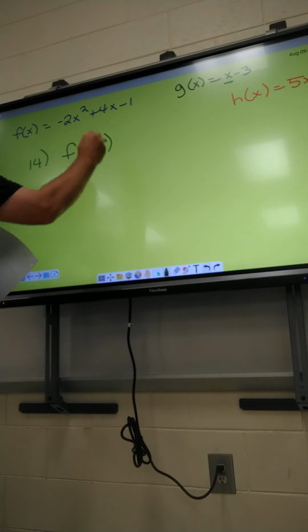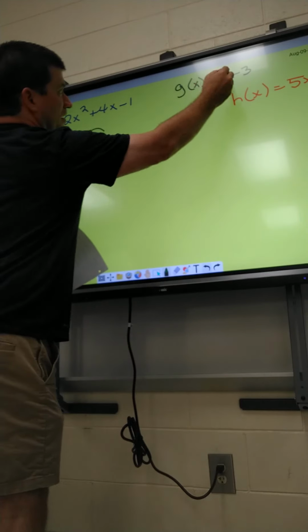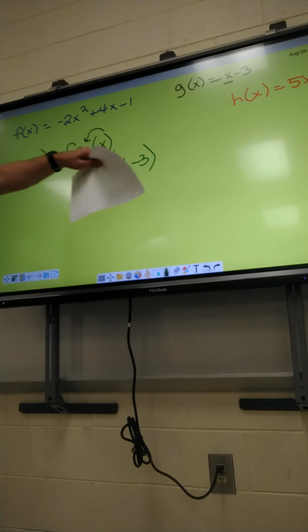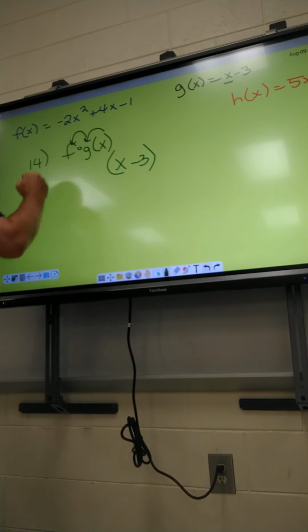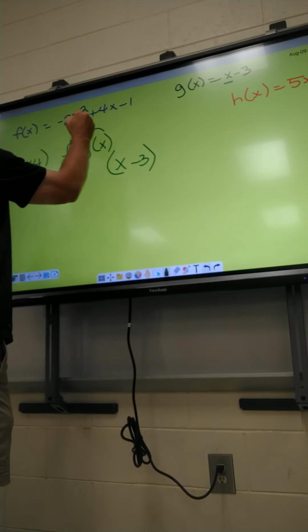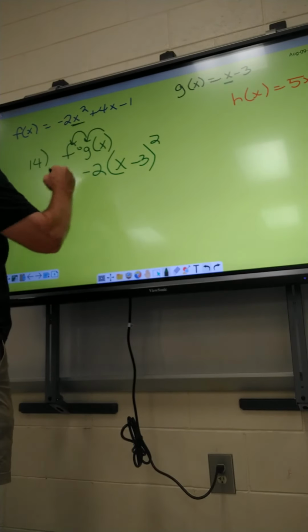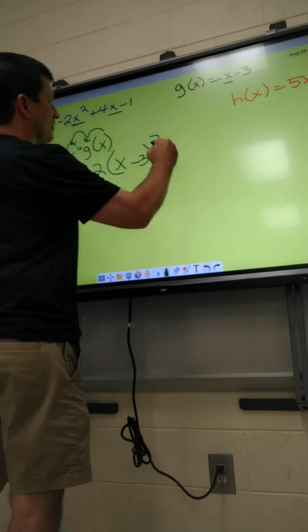All right, this time they want you to plug x into g. It's already there, so you bring it down. Now take that, now it says we got to plug it into f. So I'm going to plug it in here first. I did that, plugged it in where the x is, and then I got to plug it in here.